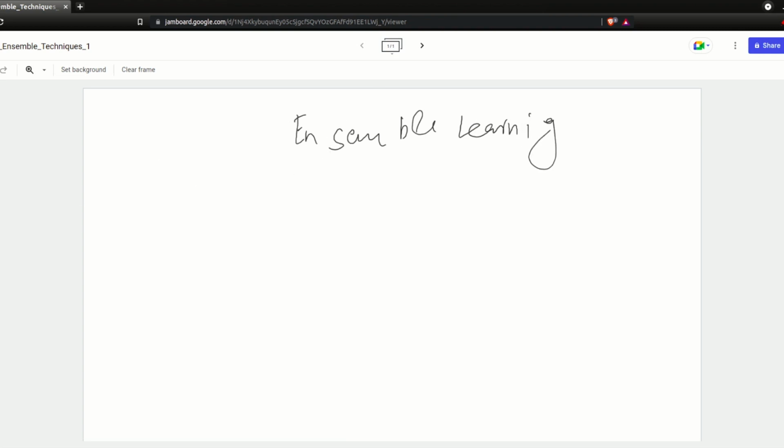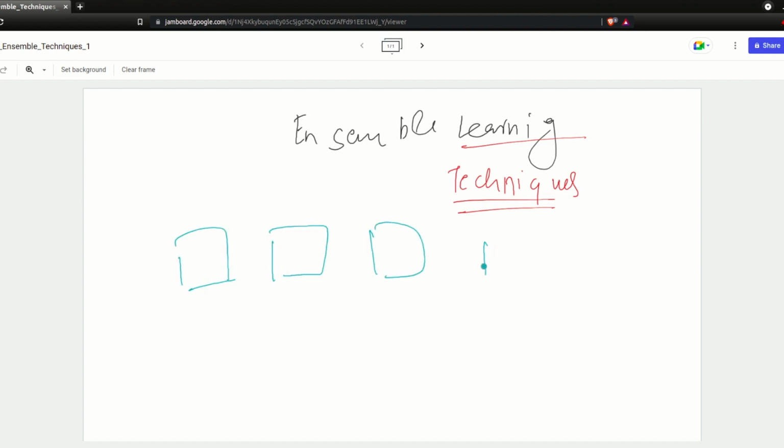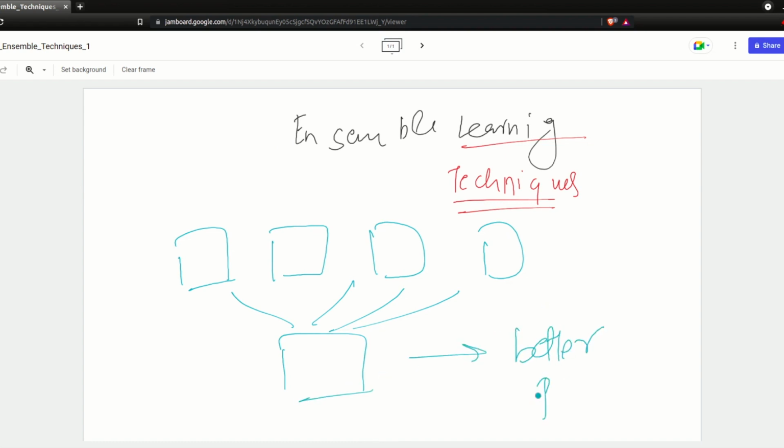Also known as ensemble technique in some cases. Okay, so what is basically ensemble learning? In simple terms, you can define it as, for example, you have certain models and you want to combine these models into one single model for better performance. So this is what ensemble learning is.